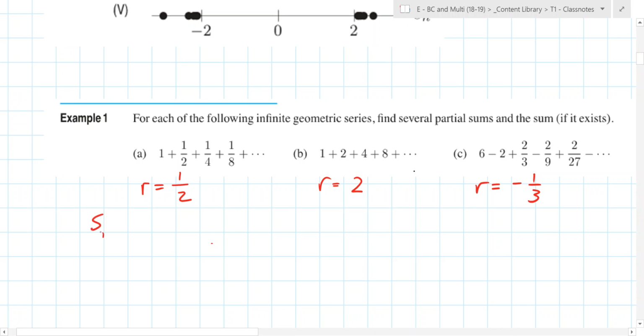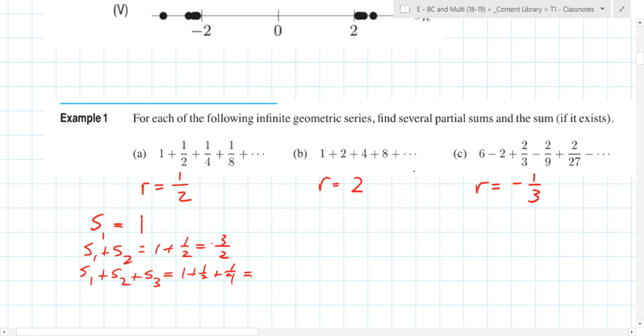So what's the sum of just the first term? Well, 1, right? What's S1 plus S2? Well, that's 1 plus 1/2, which is what? Close, 3/2. 1 plus 1/2. And then what's S1 plus S2 plus S3? Well, that's going to be 1 plus 1/2 plus 1/4. What does that equal?